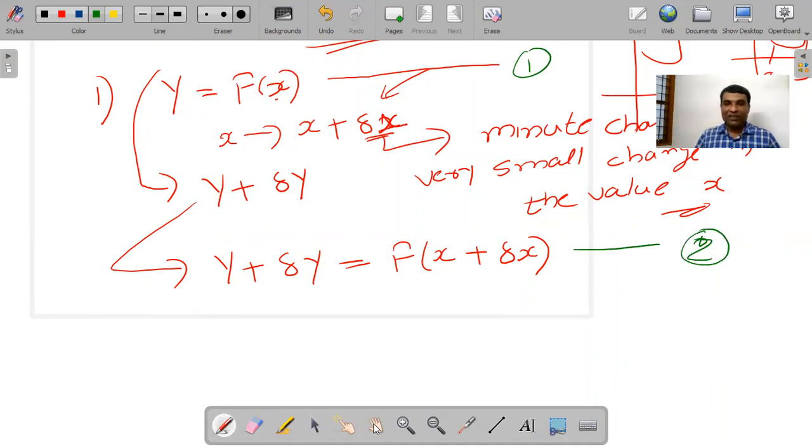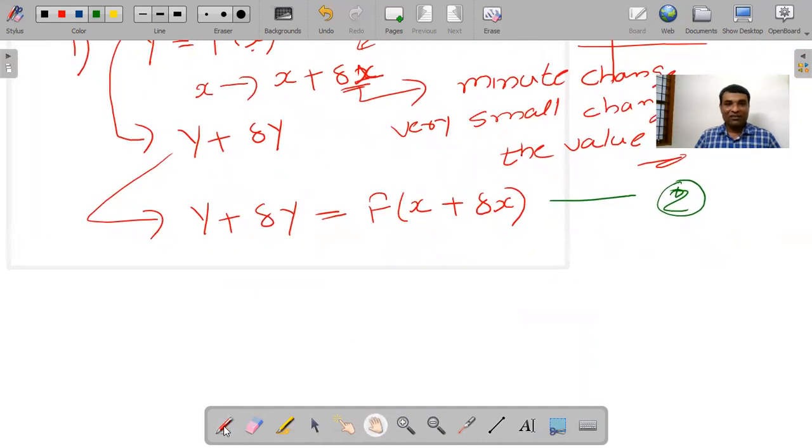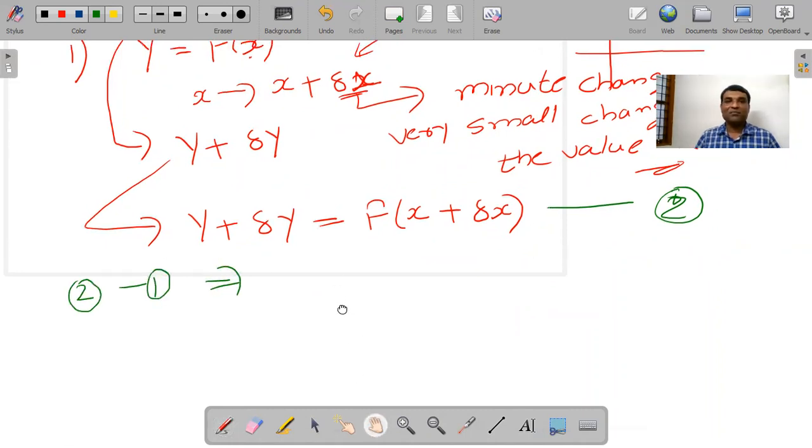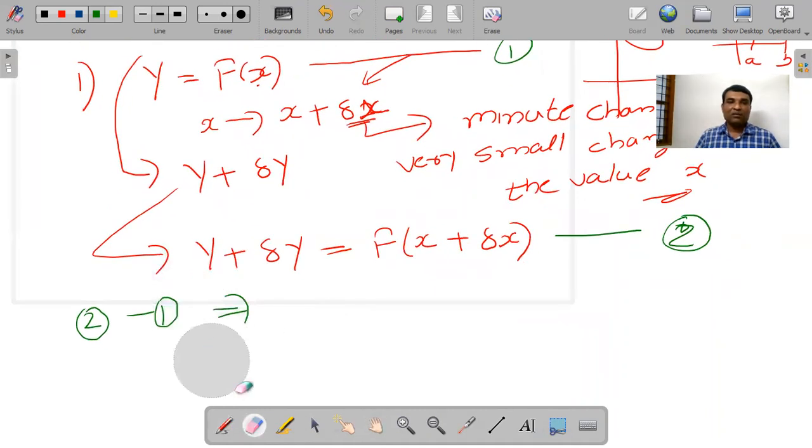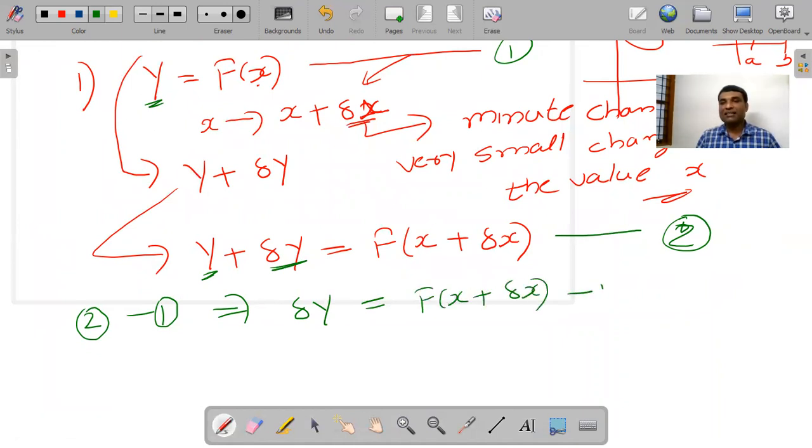We'll explain all this by drawing the graph later. Now what I'm going to do is subtract 2 and 1. So 2 minus 1 means this y and y get cancelled. The remaining is only delta y. So delta y is equal to f of x plus delta x minus f of x.